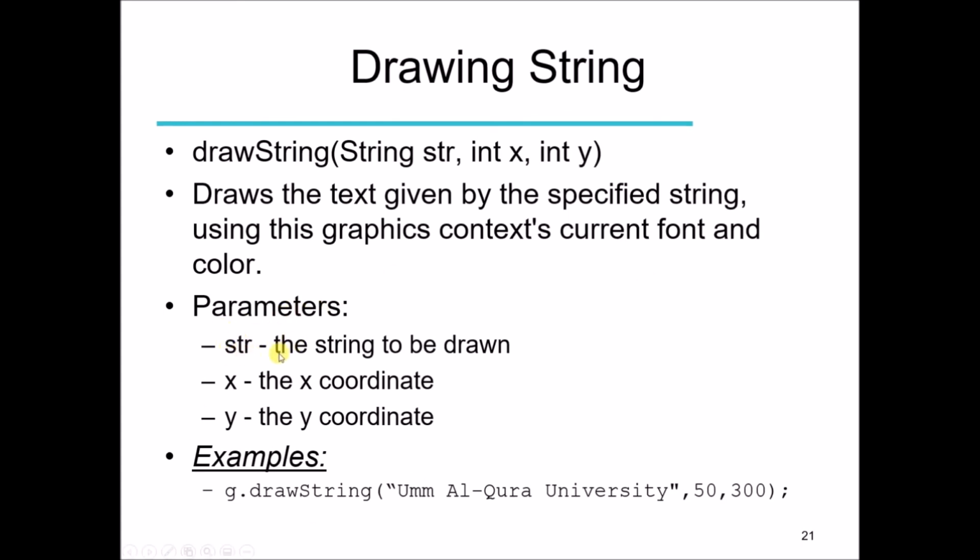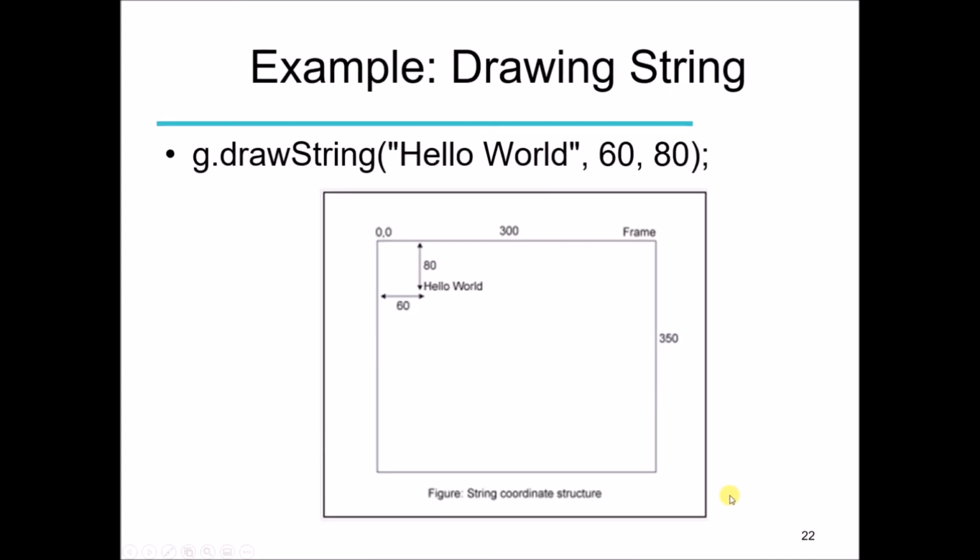Now the explanation for these parameters is given. The string to be drawn, the x coordinate and the y coordinate with respect to the Java coordinate system, where the origin is in the top left corner of the frame or the screen. So the example is here. We can call the method draw string by the graphics object. In our example, the object was g2. It can have any name. Then passing the string, like Amulkura University, and then passing the x and y values.